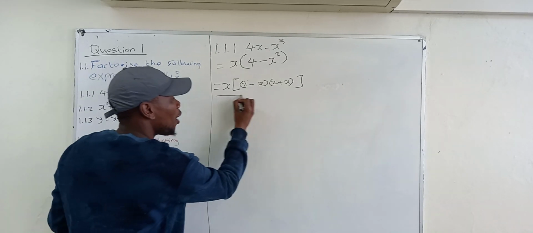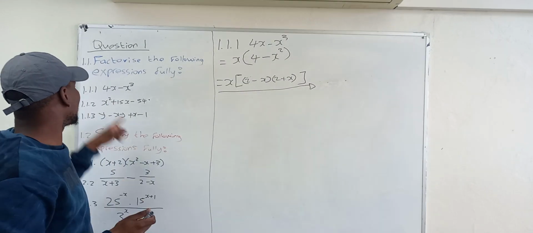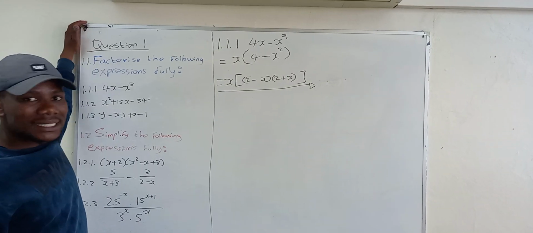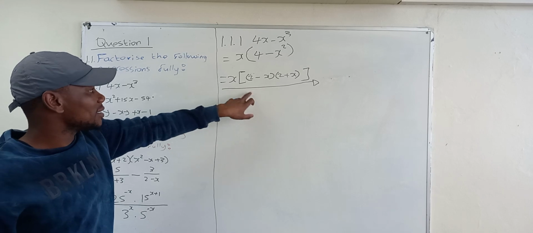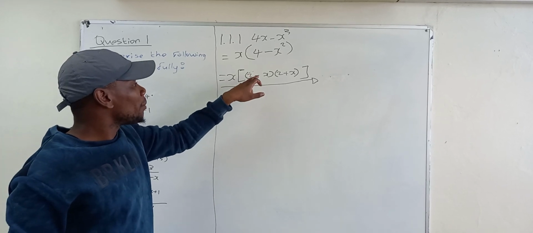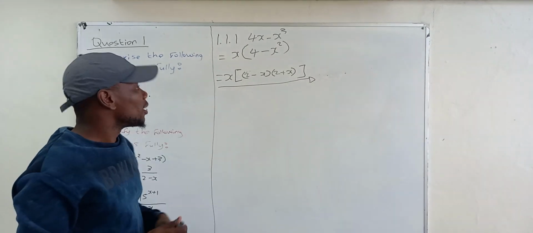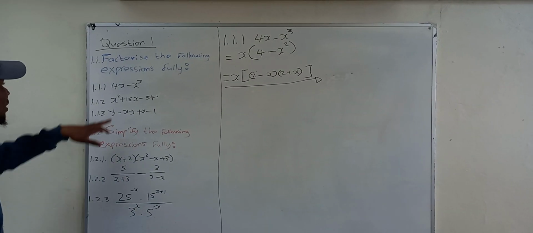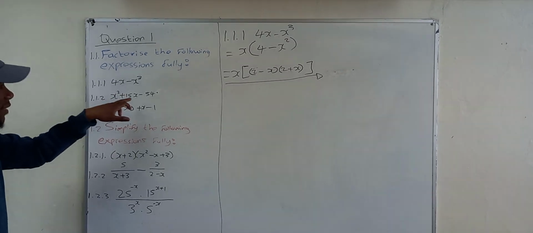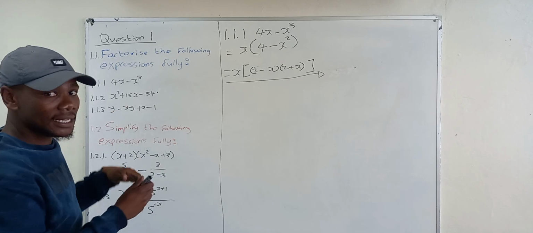So this is how you factorize this 1.1.1 question from the 2018 past paper, guys. So this is your answer, x into 2 minus x into 2 plus x. This is how you factorize it. So 1.1.2 says factorize x squared plus 15x minus 54. You have to factorize it, guys.